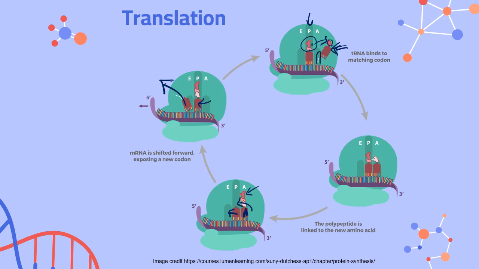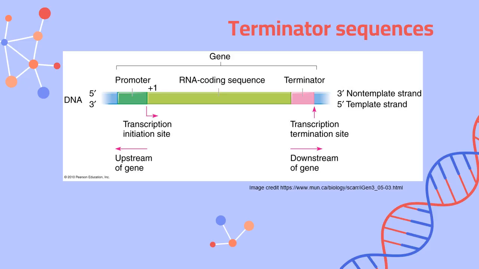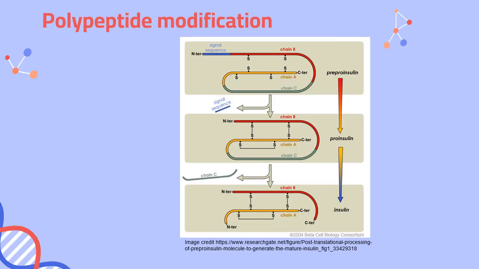The ribosome will transfer those amino acids over to the A site transfer RNA's amino acid, and then slide, and we keep going until we get to the terminator sequence. At which point the ribosome will release from the messenger RNA and translation will be done. But wait, we're not done yet.